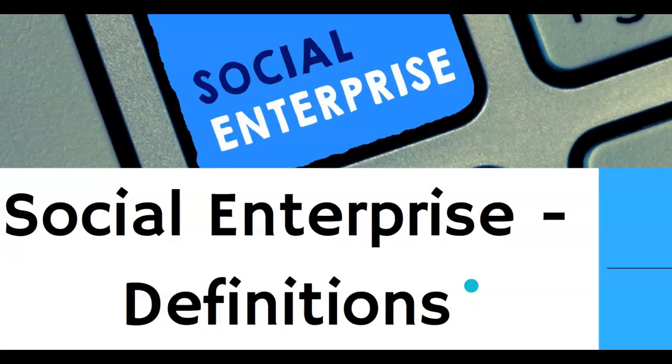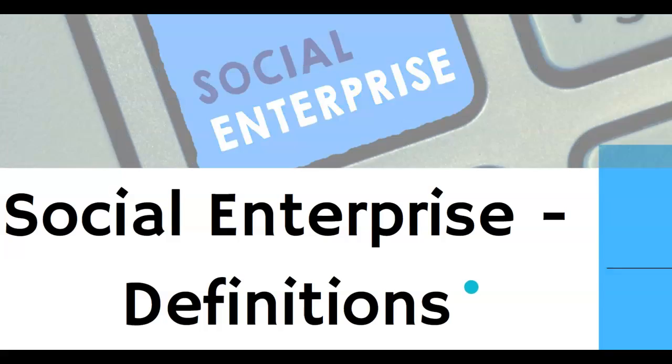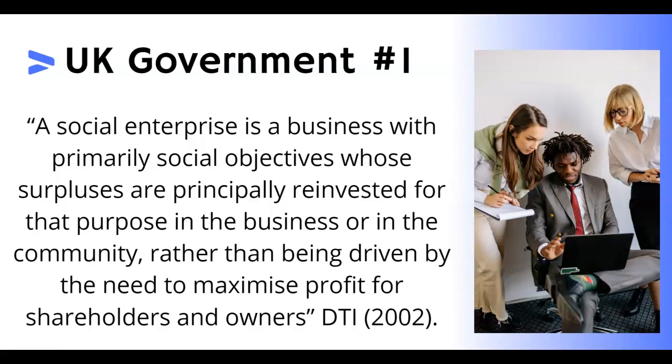Let's get started by looking at the British definitions of what a social enterprise is. We take this first one from the UK government, the DTI. It says that a social enterprise is a business with primarily social objectives whose surpluses are principally reinvested for that purpose. What purpose is that? It's social objectives in the business or in the community rather than being driven by the need to maximize profit for shareholders and owners.